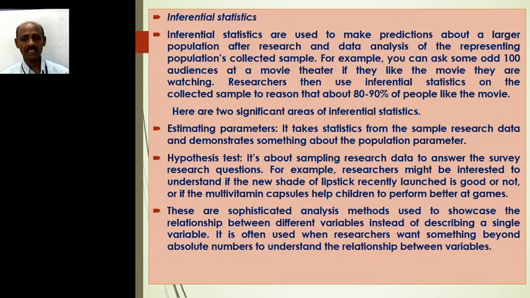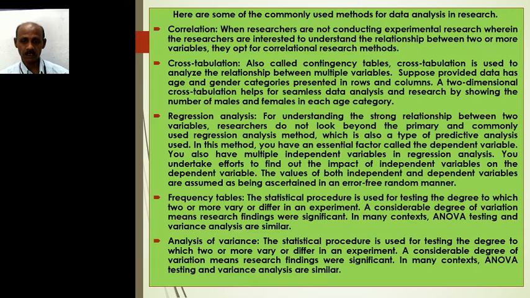These are sophisticated analysis methods used to showcase the relationship between different variables instead of describing a single variable. It is often used when researchers want something beyond absolute numbers to understand the relationship between the variables. Now, here are some of the most commonly used methods for data analysis in research. Number one is correlation. When researchers are not conducting experimental research, and are interested to understand the relationship between two or more variables, they opt for correlational research methods. The second one is cross tabulation. It is also called contingency tables. Cross tabulation is used to analyze the relationship between multiple variables.